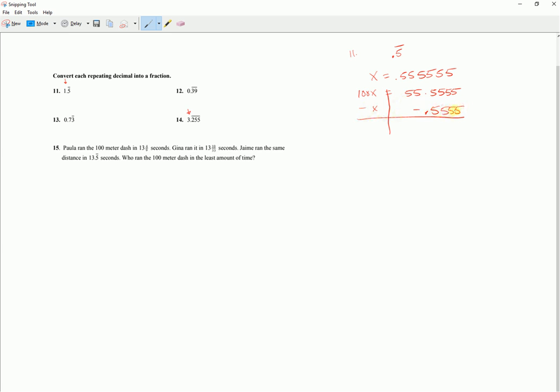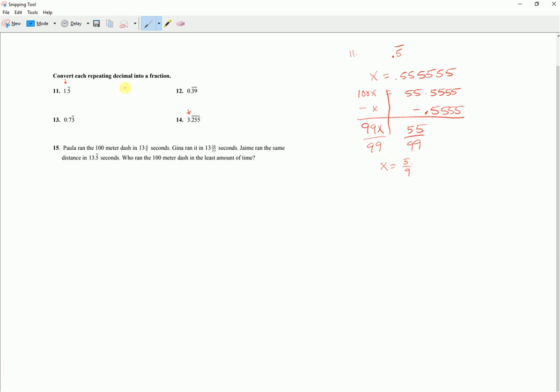And the whole purpose of this step that we just did is to get rid of the repeating decimal. And so what happens is we're left with 99x here, and this is going to be 55. We'll divide by 99 on both sides, and we'll reduce, both numbers are divisible by 11. So I guess we'll simplify is a better way to say it. So this is going to be 5/9.